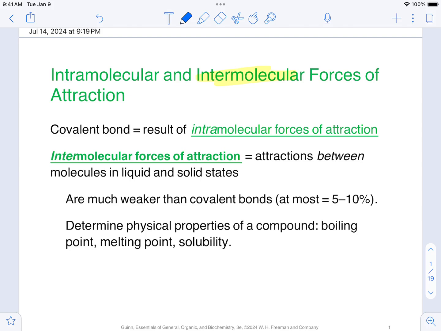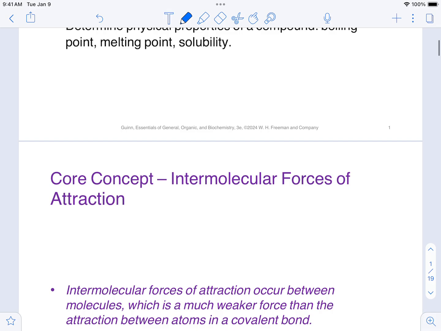Intermolecular forces are attractions between two or more different molecules in liquid and solid states. These are much weaker than covalent bonds. So covalent bonds are stronger than those. This helps you determine physical properties of a compound, such as your boiling point, your melting point, and your solubility. There are three types of intermolecular forces that we are going to talk about.